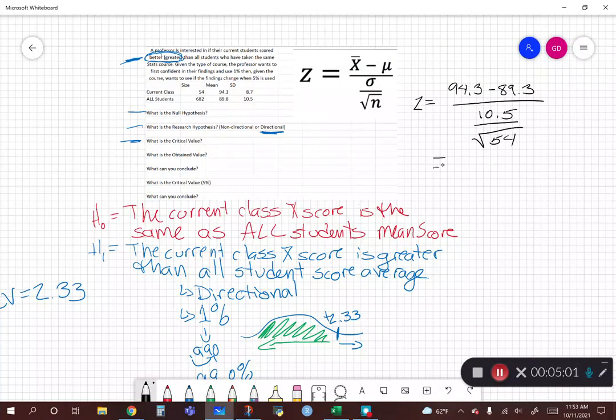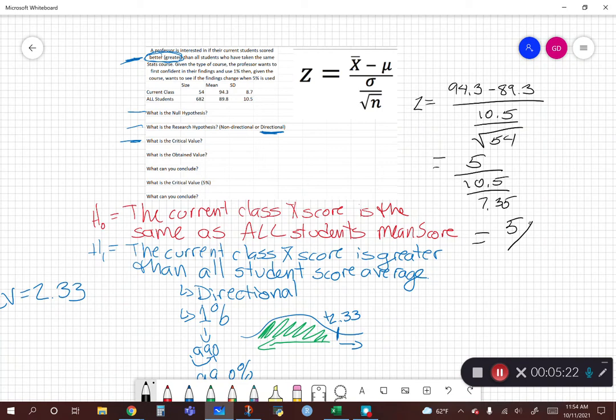94.3 minus 89.3, which gives us, in the top part, 5, then over 10.5. And now if I take the square root of 54, I get 7.35 with rounding. So I continue to solve downward.